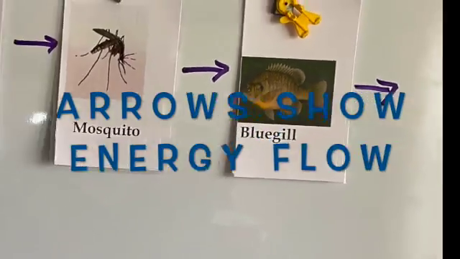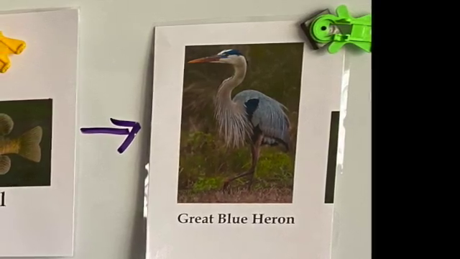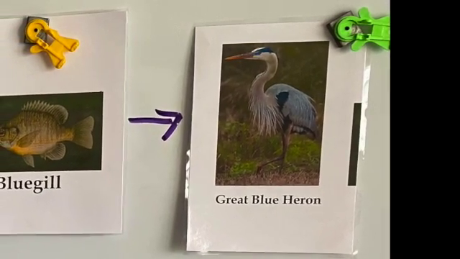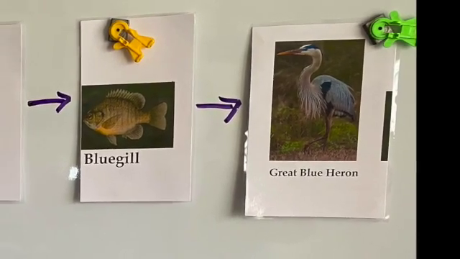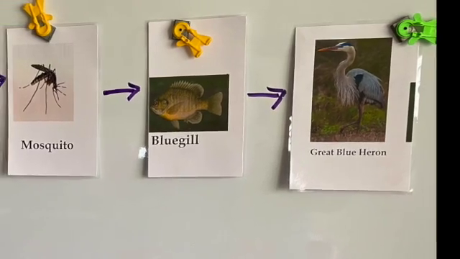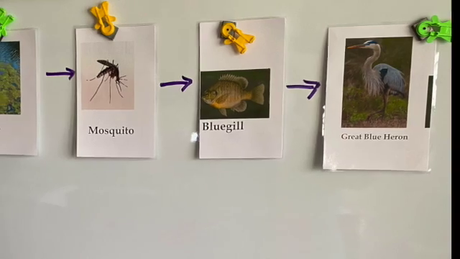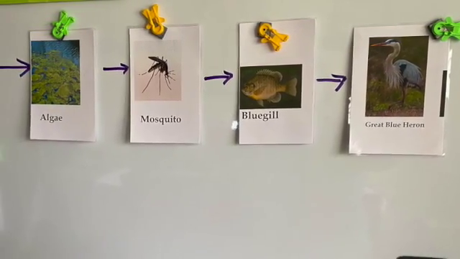Arrows show energy flow. The great blue heron ate the bluegill and has got that energy. Great blue heron live near marshy areas, wetlands, swamps, or ponds. They eat fish, amphibians, reptiles, insects, and birds. Crows, ravens, eagles, raccoons, bears, turkey vultures, and red-tailed hawks prey mostly on the young great blue heron chicks.